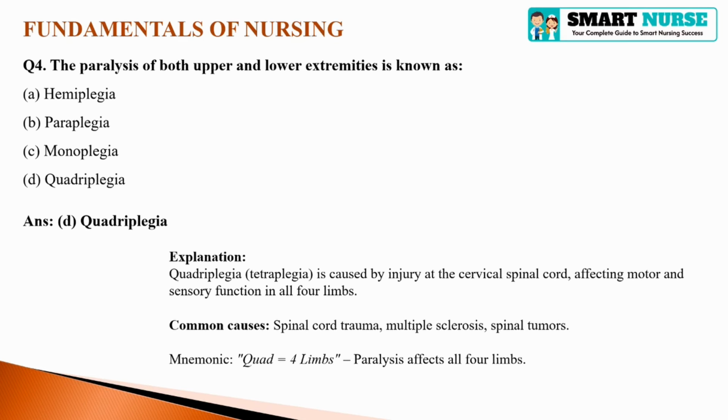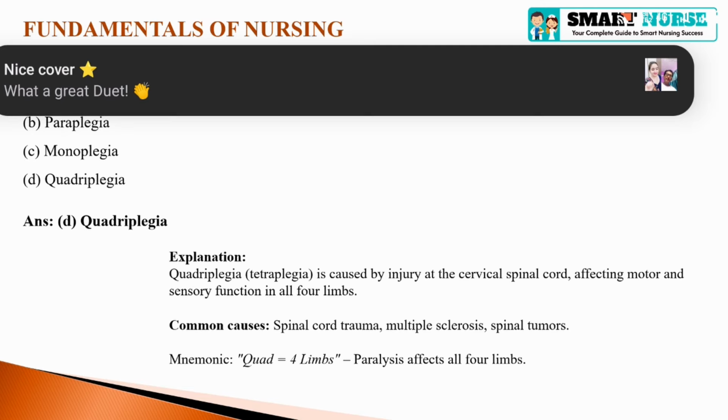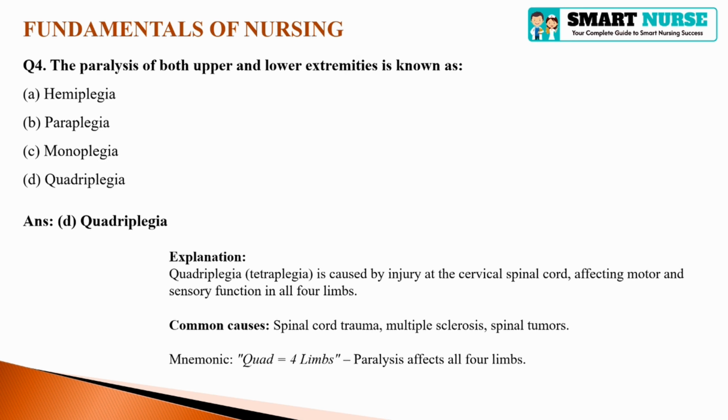And come to this fourth question: the paralysis of both upper and lower extremities is known as. The options are, first one hemiplegia, second paraplegia, C monoplegia, and D the quadriplegia. So first of all, listen to the question, the paralysis.